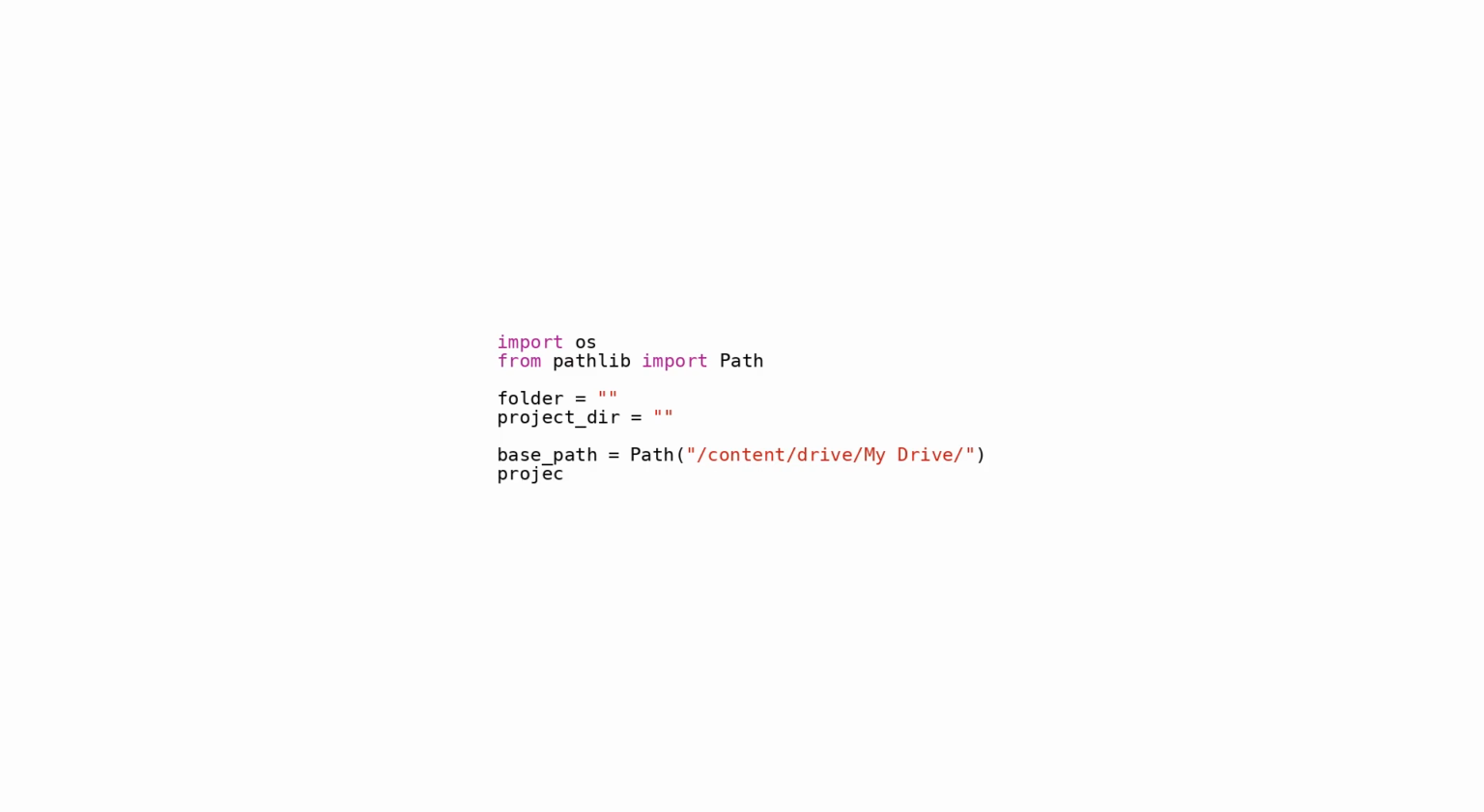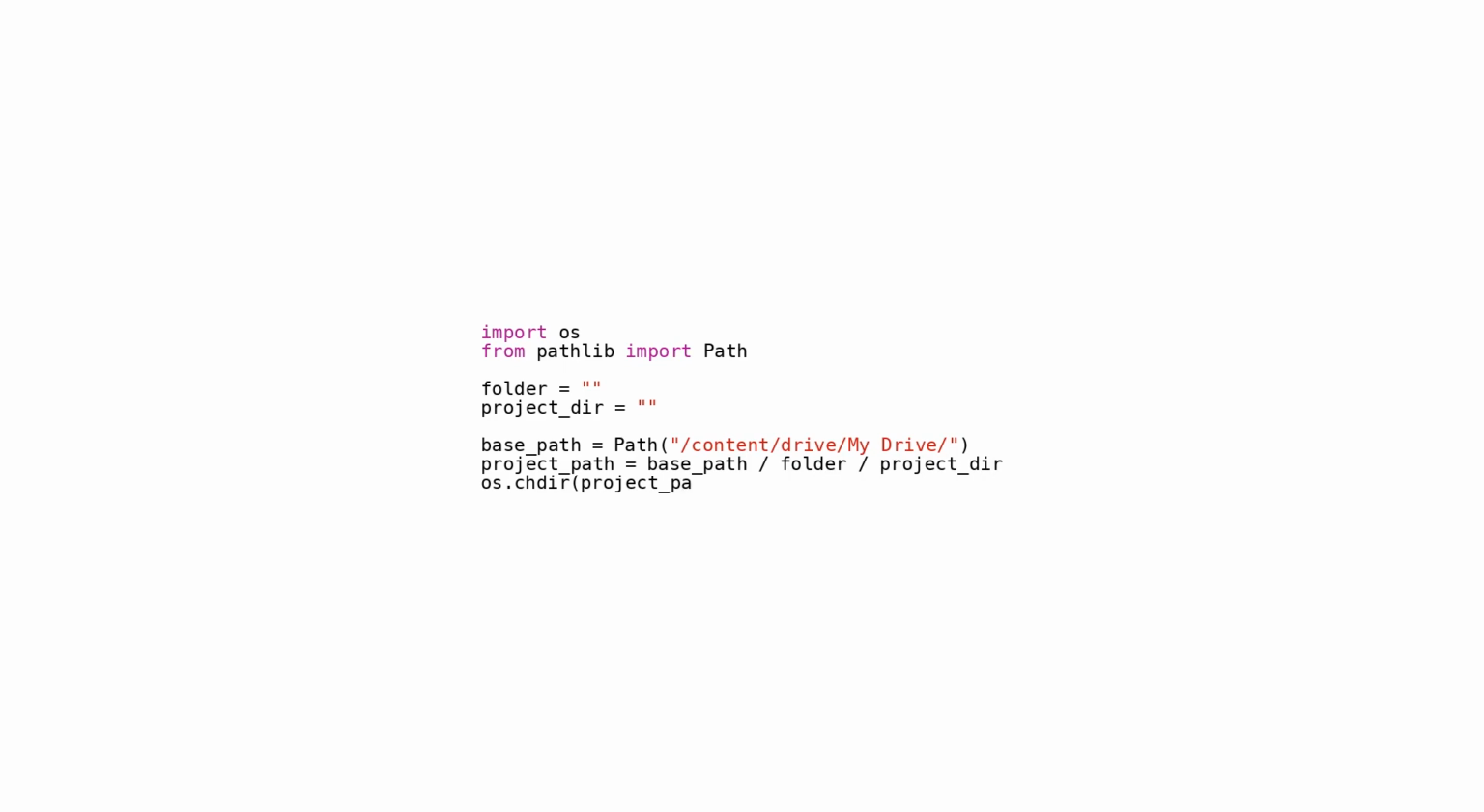This script is designed to manage directories within a designated project directory structure. It starts by importing required modules such as os and Path from the pathlib library. The script begins by setting a base directory path using Path, which is commonly used for working with file system paths. It then creates the full project directory path by combining the folder and project_dir with the base path.